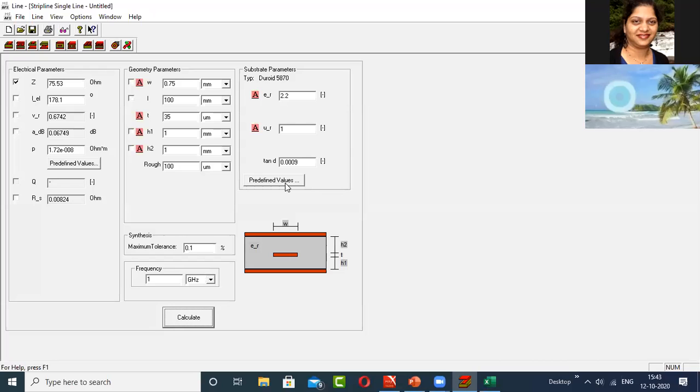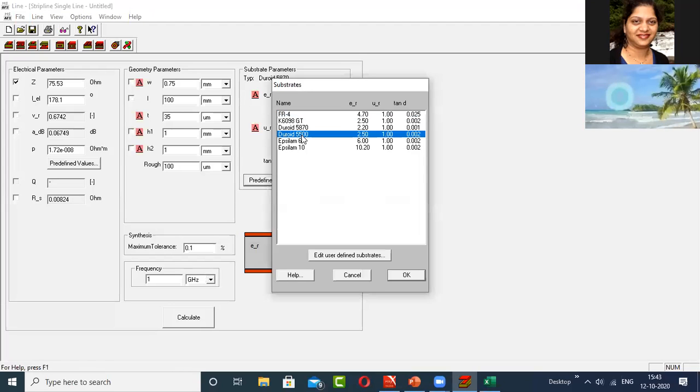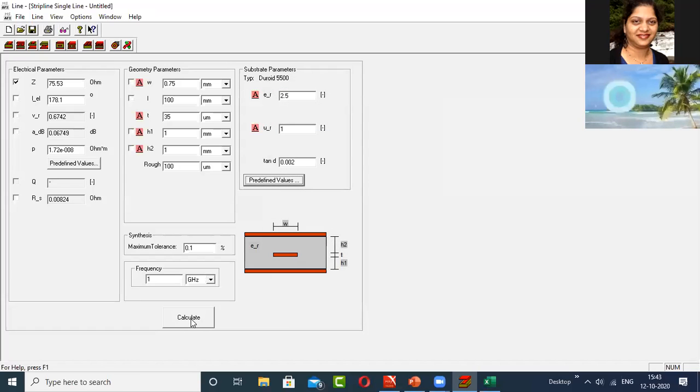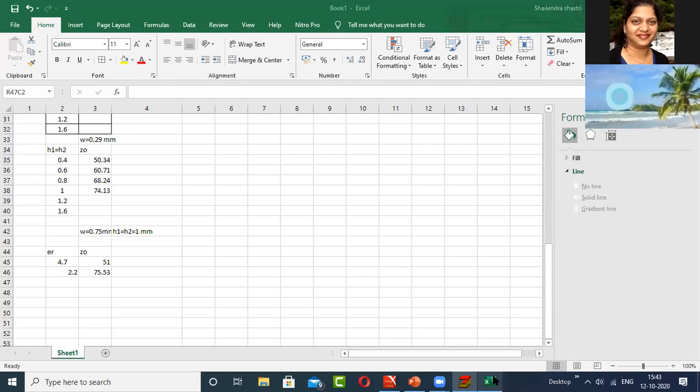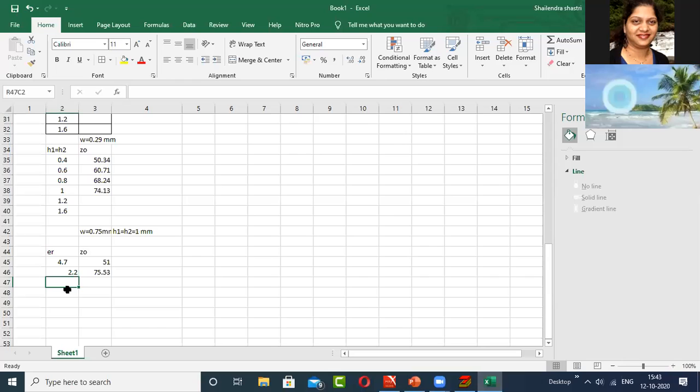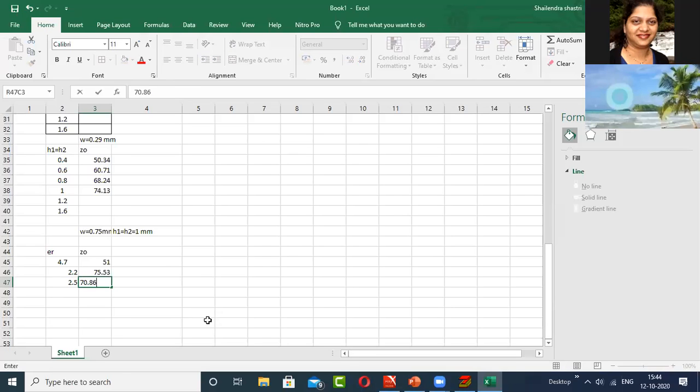Next material, I will take Duroid 5880. So it should increase further. Okay, so dielectric material reduces, then the characteristic impedance for 2.2 was 75.53. Now it is what? 2.5. So the dielectric constant is increasing, right? So if there is an increase, then there has to be a drop in the characteristic impedance, 70.86.